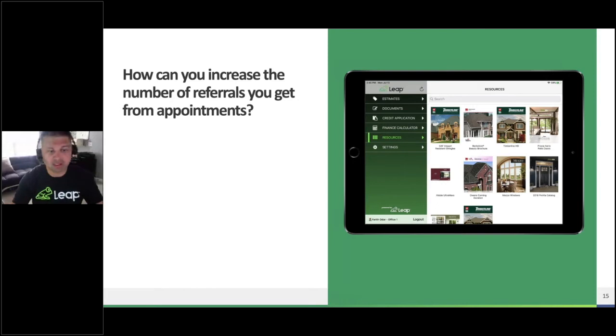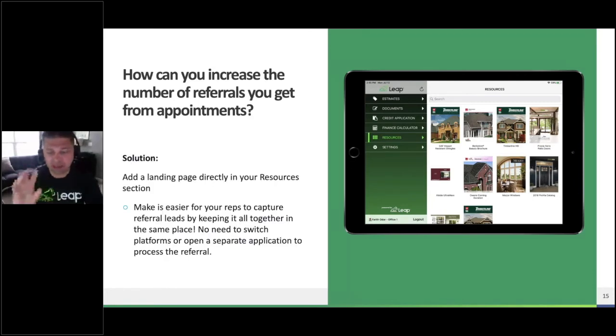Well, we have a resources section in our application, and it allows you to put links to different websites. So you can put brochures, you can put videos, you can put a little PowerPoint presentation or even an ebook, but you can also put a link to a website. And what we recommend to customers is to put a link to a landing page on your website that is a lead capture form. And you can set that up to push directly into your CRM.